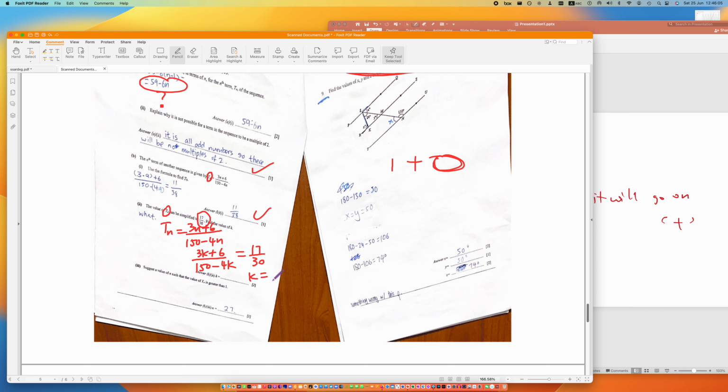Okay, good. So 27. Okay, good. Okay, next question. Over here, right? So since you are in Sec 1 already, the question over here says state the reason, right? So what are the reasons?